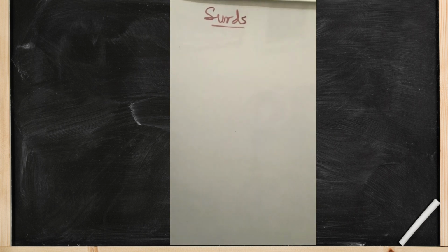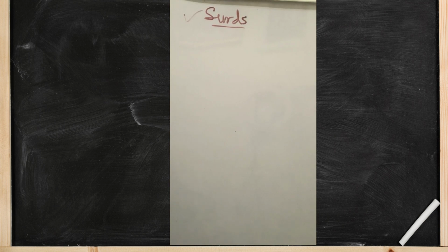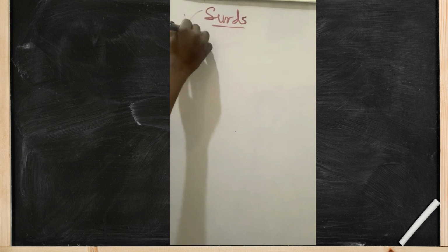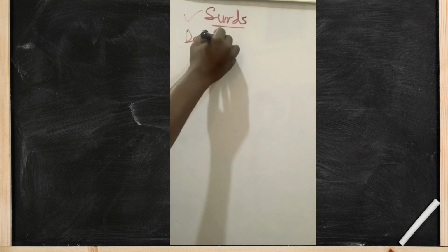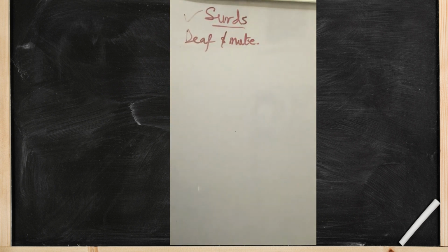So what we want to talk about today is surds. Now what are surds? Surd is actually a Latin word which means to be deaf or mute. Deaf and mute. That's what surd really means, a Latin word.